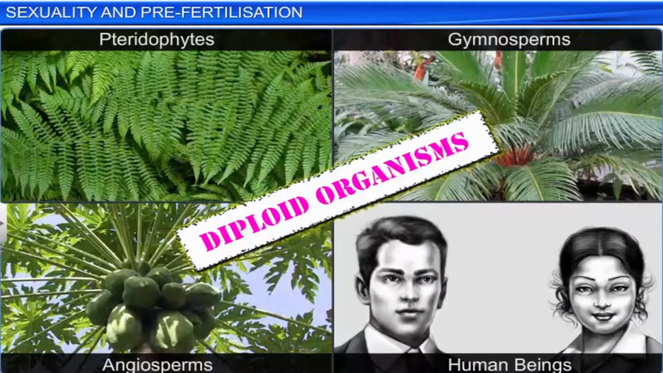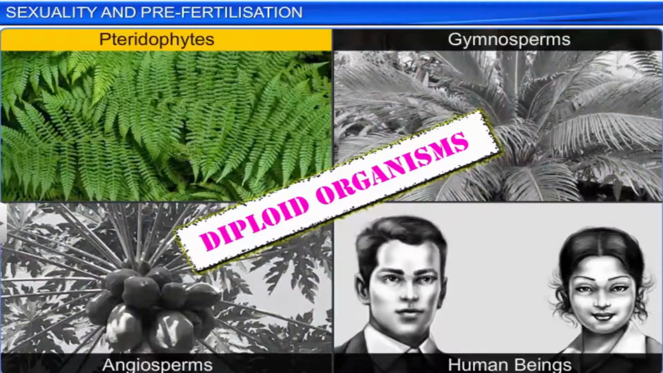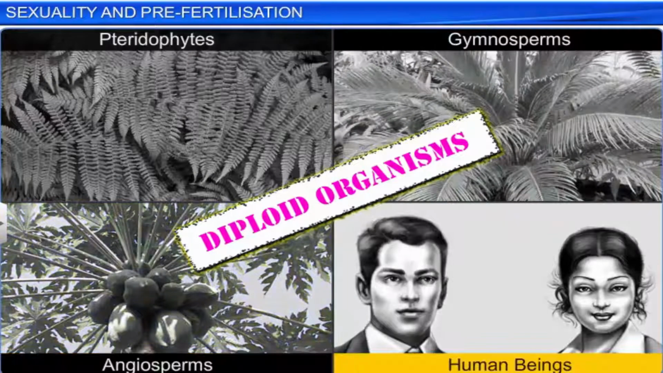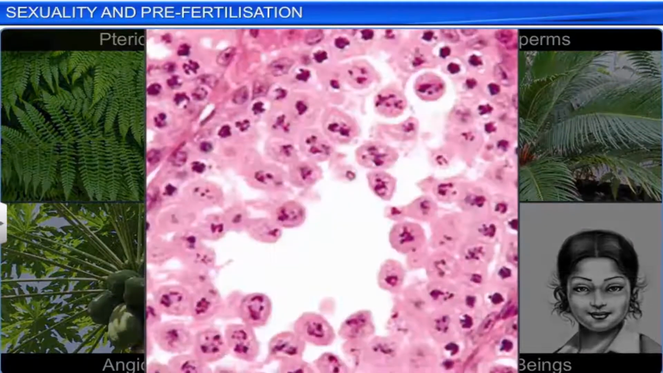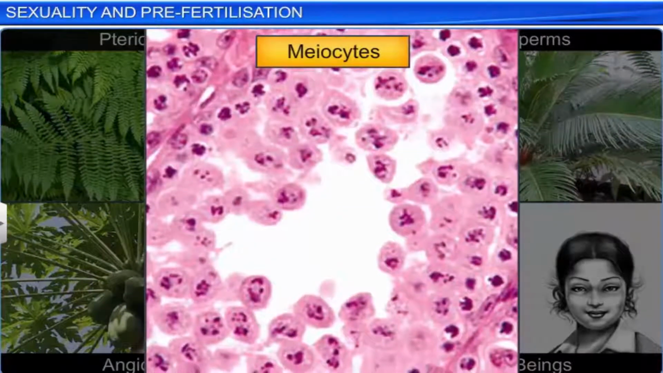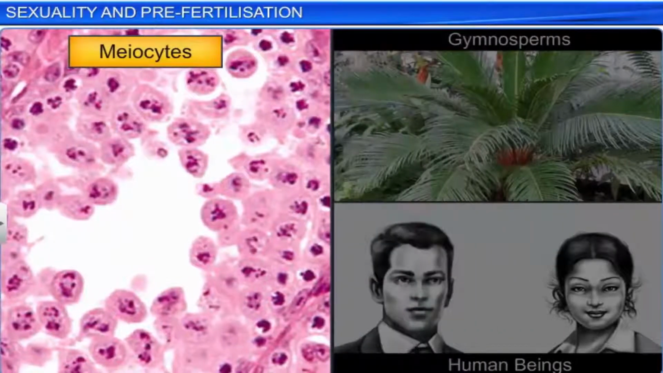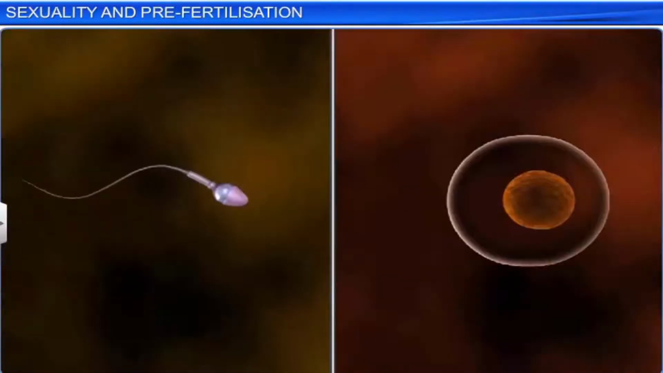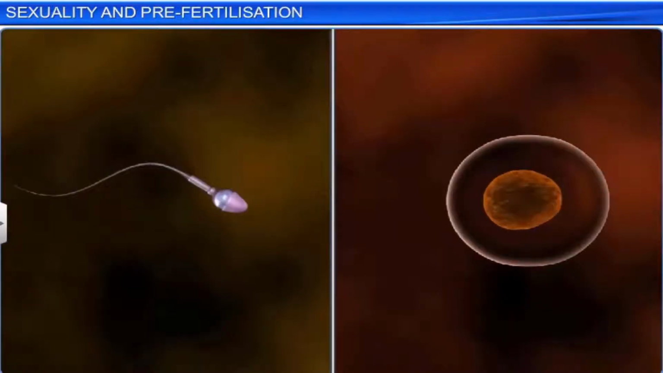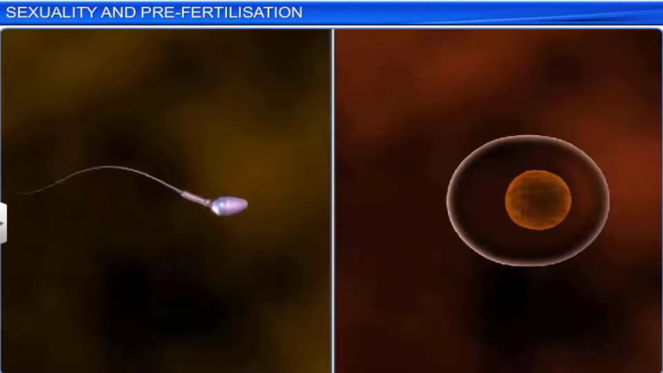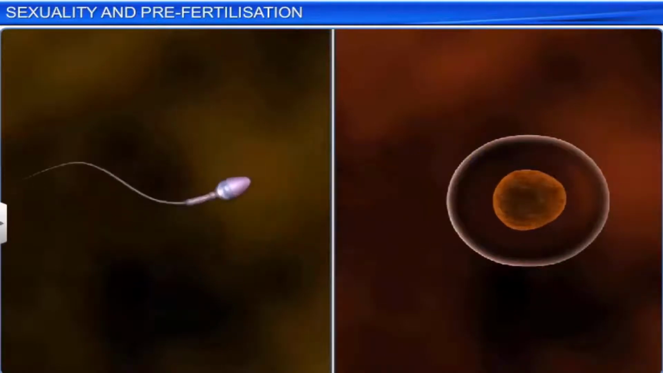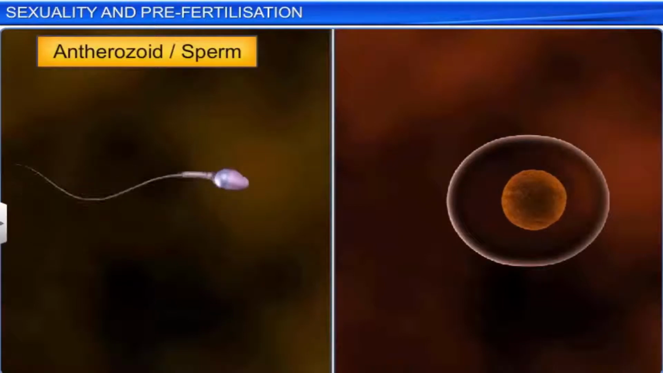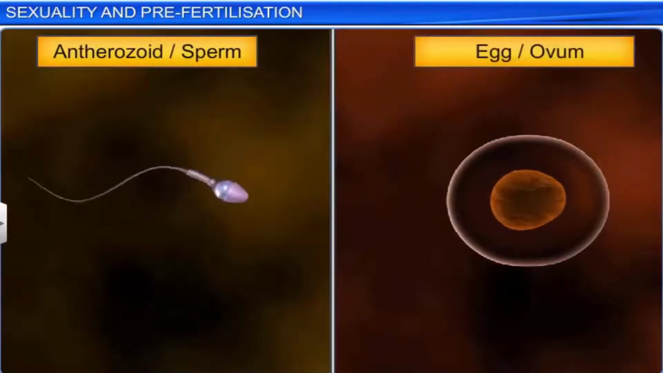However, diploid organisms such as pteridophytes, gymnosperms, angiosperms, as well as most animals, including human beings, possess specialized gamete mother cells called meiocytes that undergo meiosis or reduction division, forming haploid gametes. These haploid gametes aren't morphologically similar, and hence they are called heterogametes. Moreover, while the male gamete is called the antherozoid or sperm, the female gamete is called the egg or ovum.